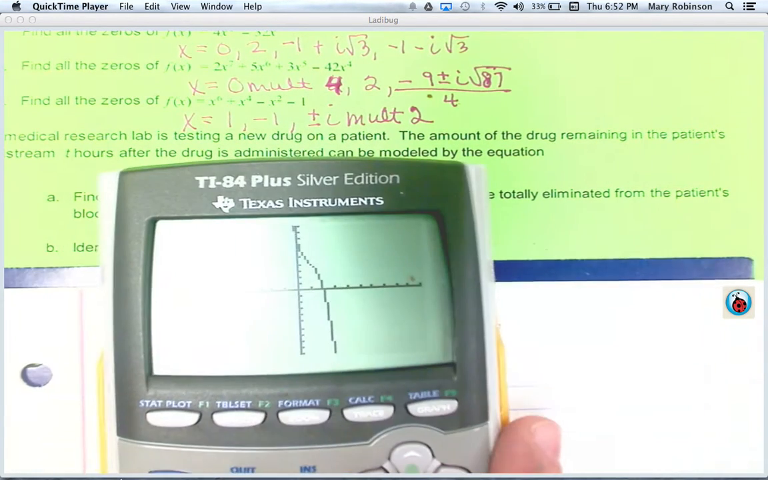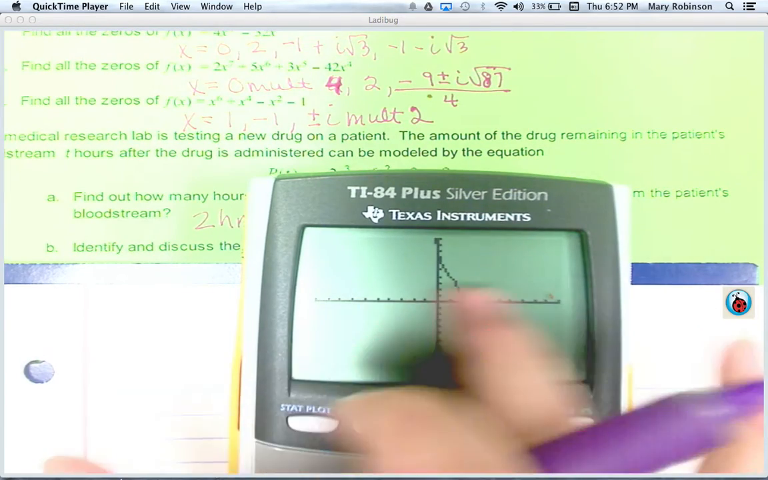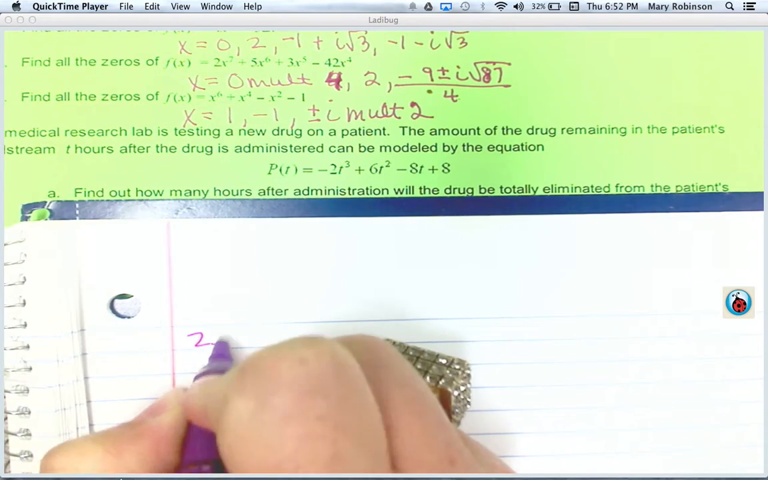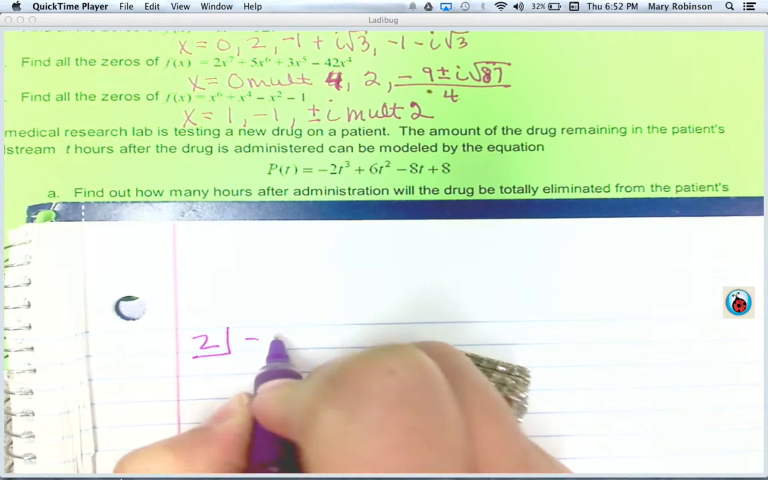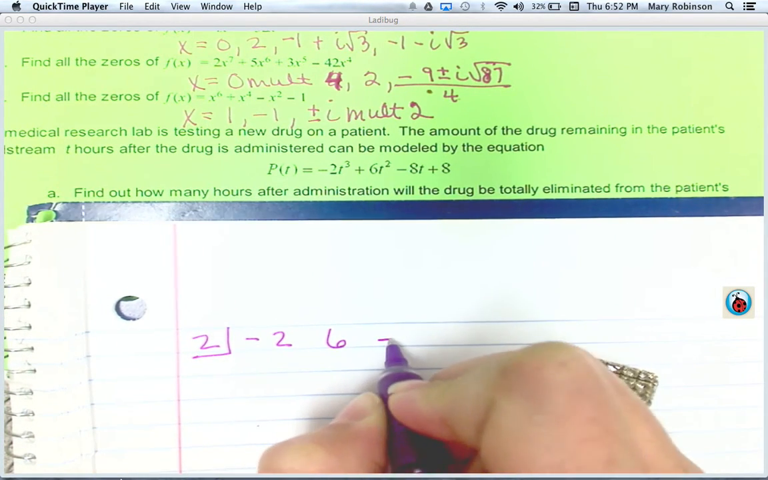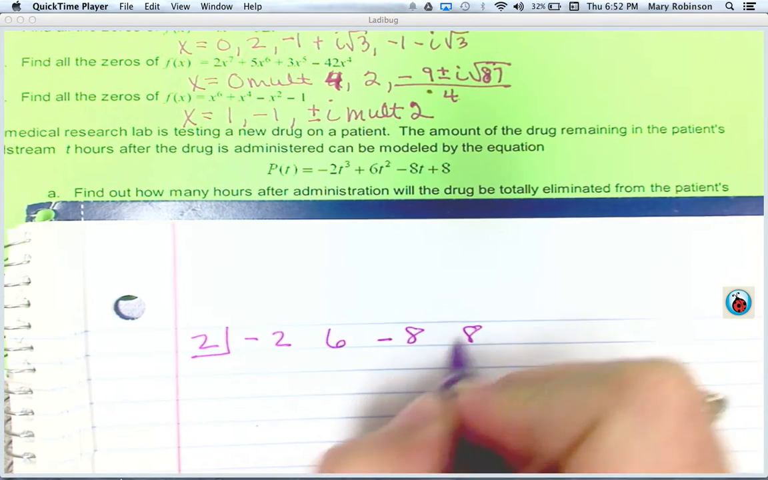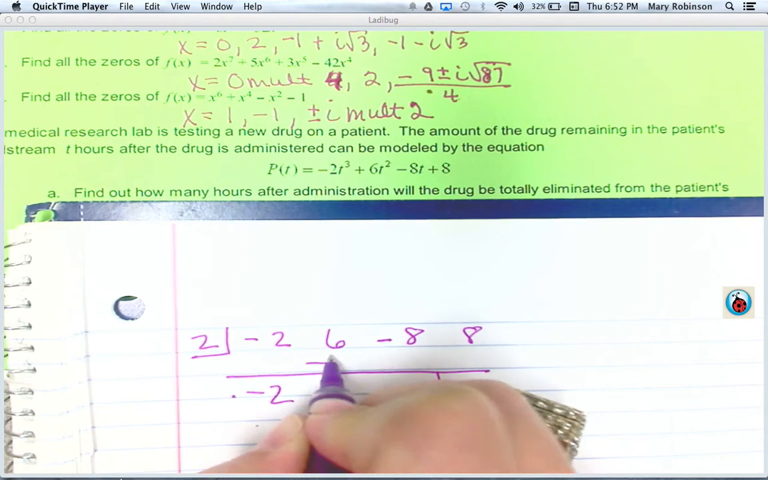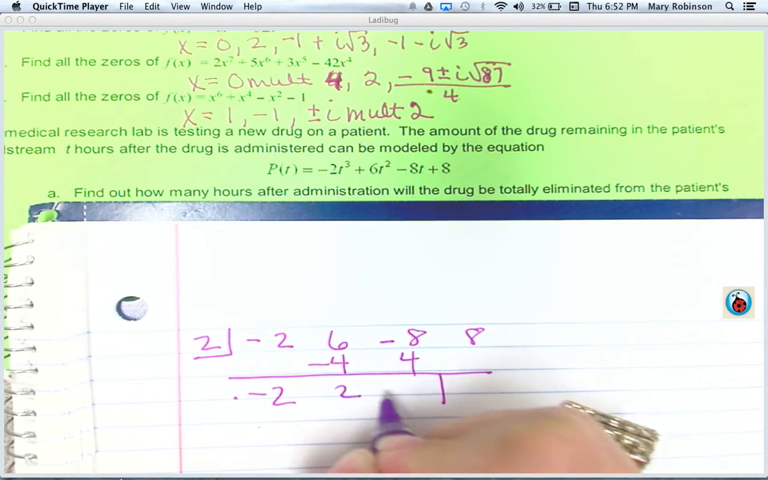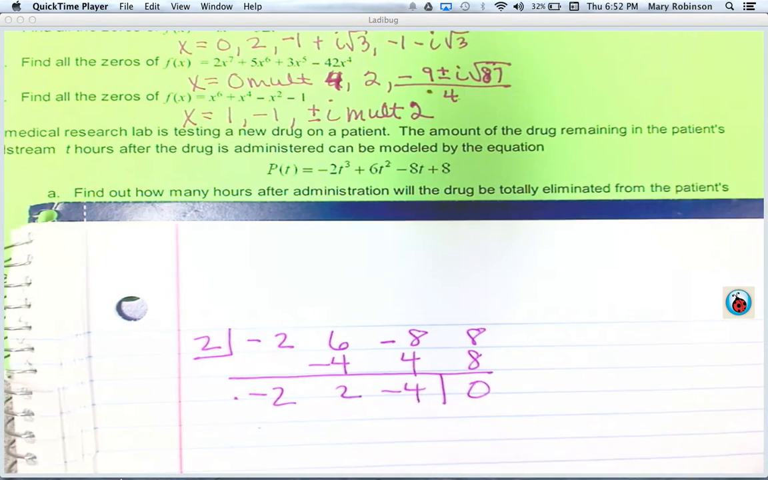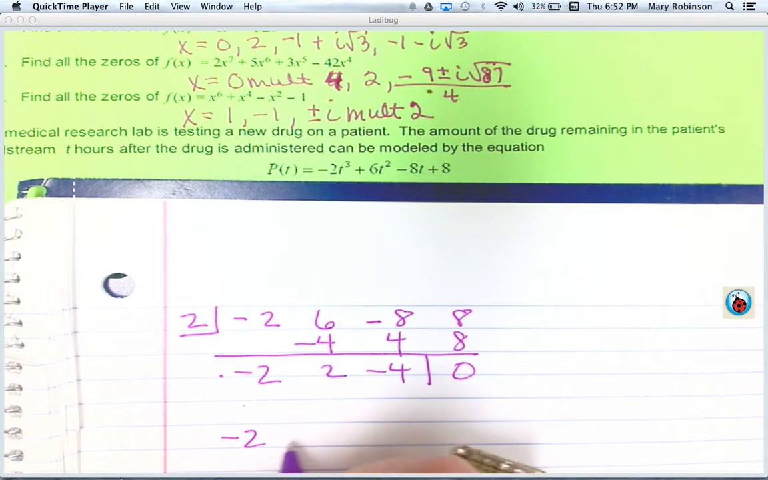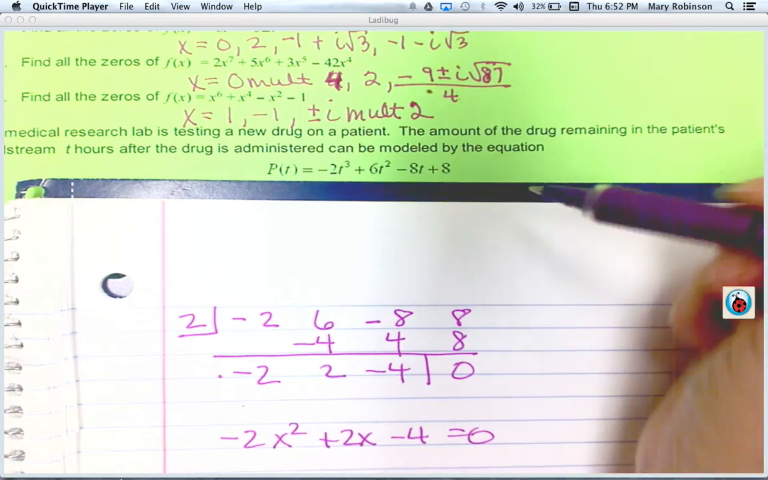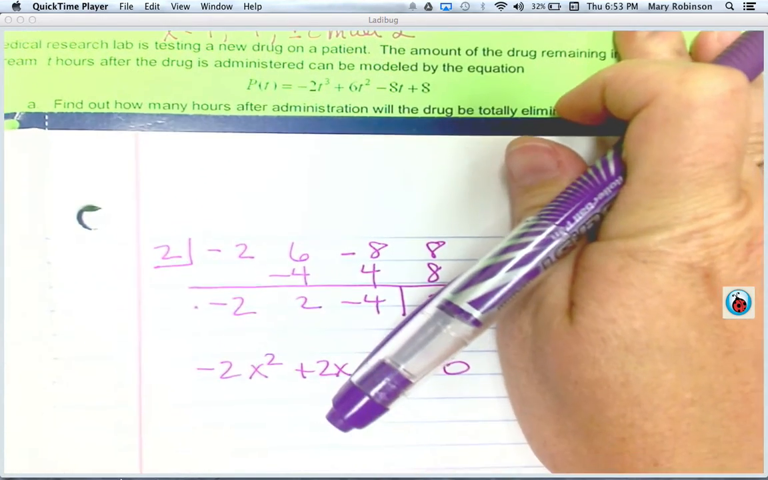Well, based on the graph, what we understand is that we should have 2 imaginary roots. So let's take our real solution of 2 and do synthetic division, making sure that if any were missing that we fill in zeros, but they're not. So negative 2, negative 4, 2, 4, negative 4, 8, 0. And this is negative 2x squared plus 2x minus 4 equals 0. Or, of course, we could use t since they have t instead of x.